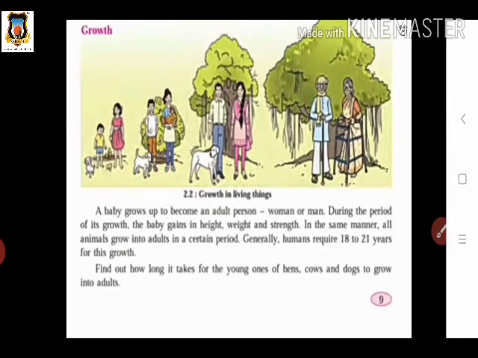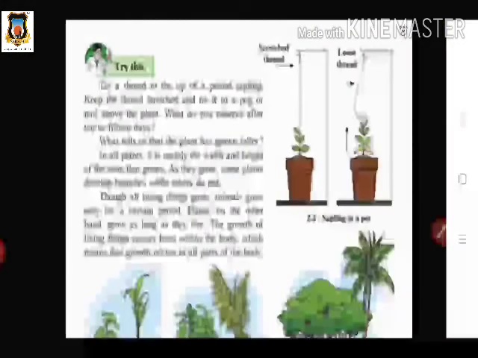You should find out, as we see human beings require 18 to 21 years to become adults from babies. You can find this answer by using the internet. So here we see growth is the first characteristic of animals. Growth also takes place in plants.